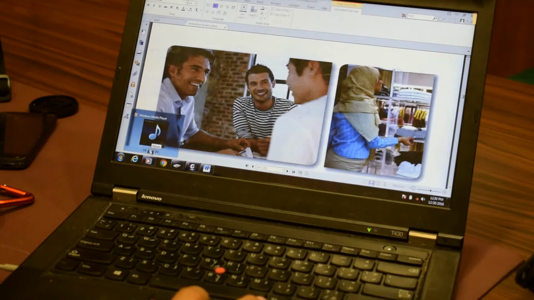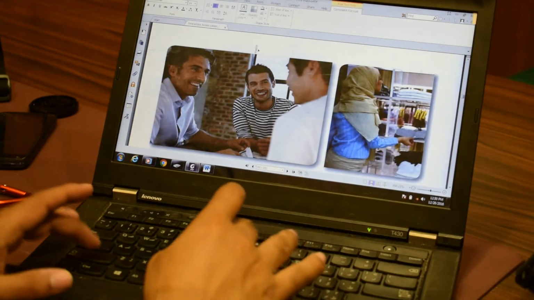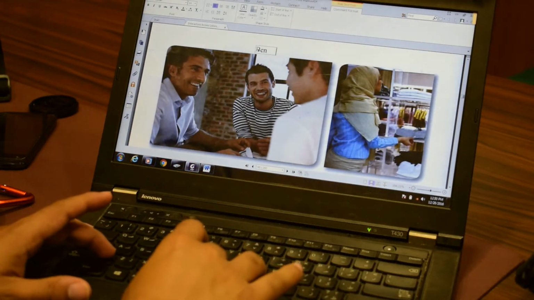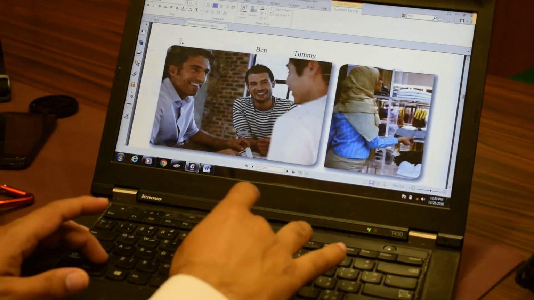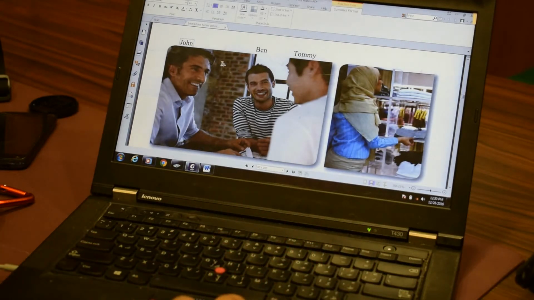Conversation 2. Hi, Ben. How are you doing? Hi, Tommy. I'm fine. Have you met my Uncle John? No. It's nice to meet you, John. So there are three people over here. This is Ben. This second friend is Tommy. And this is Ben's uncle, whose name is John. And how is he related to Ben? John is the brother of Ben's father. So the father of Ben is the brother of John. So John is the uncle of Ben. So now Ben is introducing his uncle to Tommy.